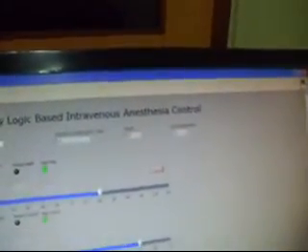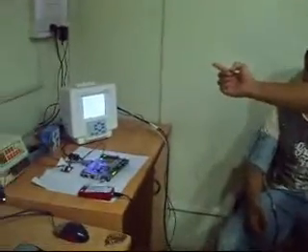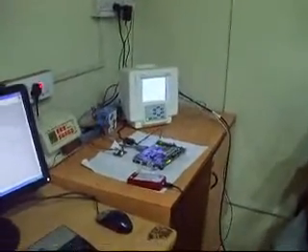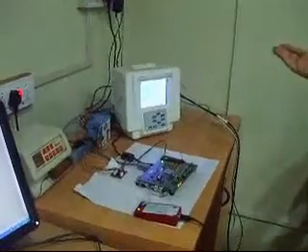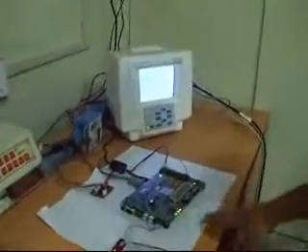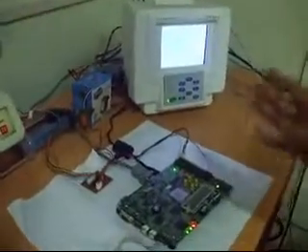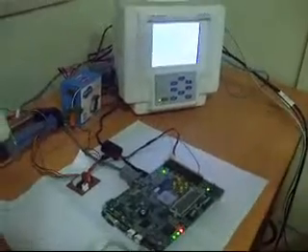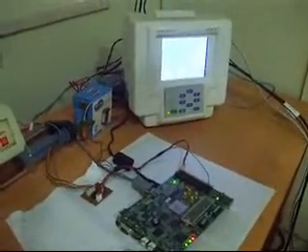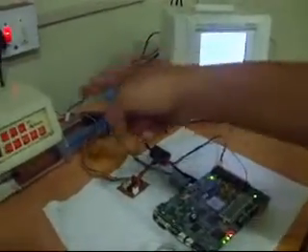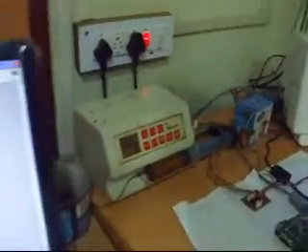So this is a continuous live system. It will take feedback from the patient. The multi-parameter monitor will take the physiological condition of the patient. It will send that condition to this controller. This controller uses fuzzy logic. That fuzzy logic is based on the expert's knowledge base, and it will control the syringe pump.